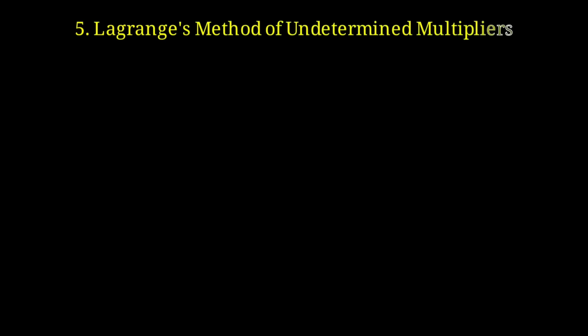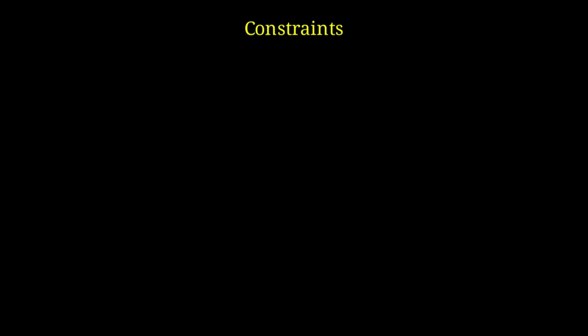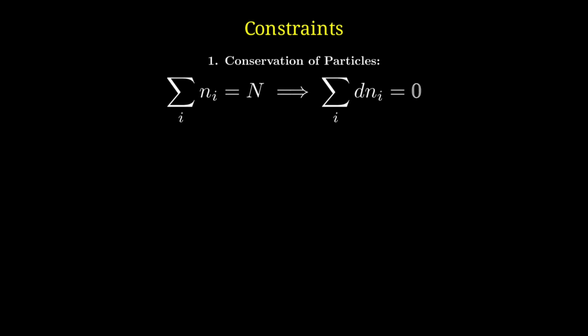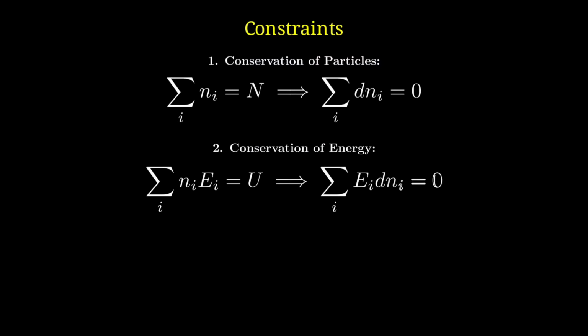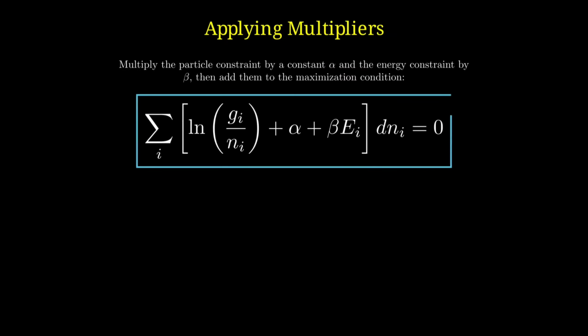We must satisfy this maximization condition subject to the physical constraints of our isolated system. This is a constrained optimization problem, and we solve it using Lagrange's method of undetermined multipliers. First, the conservation of particles. Second, the conservation of energy. Now we are applying the multipliers. Then we are solving for Ni.